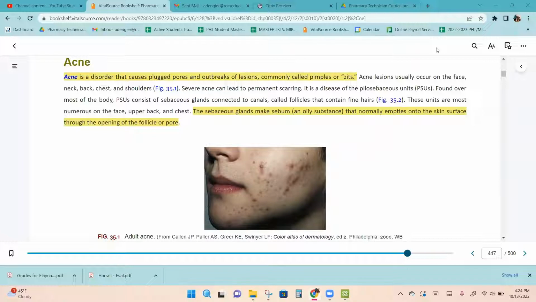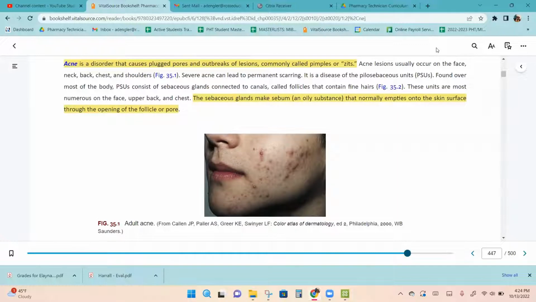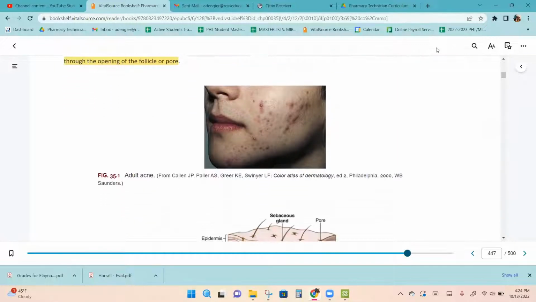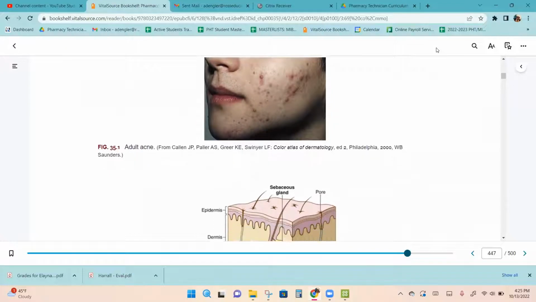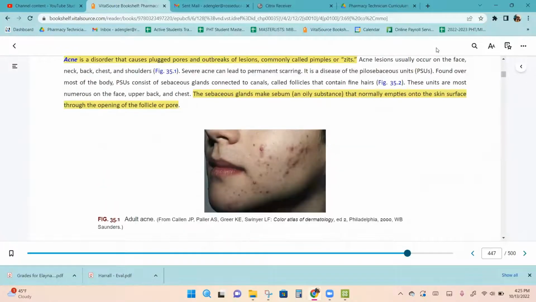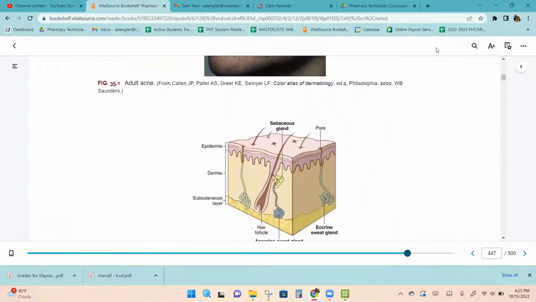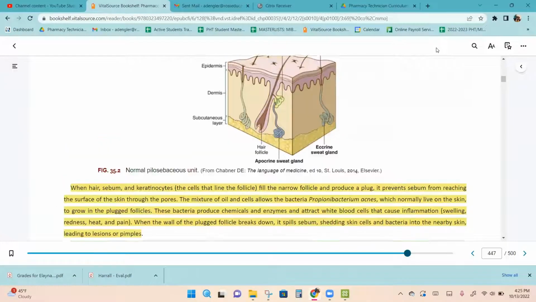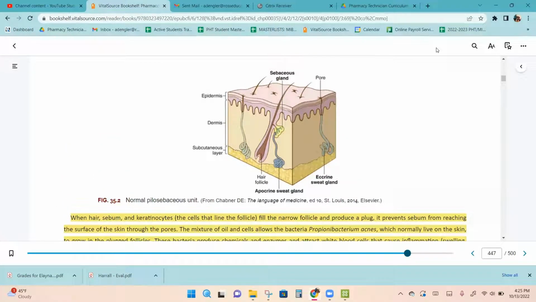Acne is a disorder that causes plugged pores and outbreaks of lesions, which are commonly called pimples or zits. The sebaceous glands make sebum, which is an oily substance that normally empties onto the skin surface through the opening of the follicle or pore. Figure 35.1 shows adult acne. And figure 35.2 shows basically the normal pilosebaceous unit.